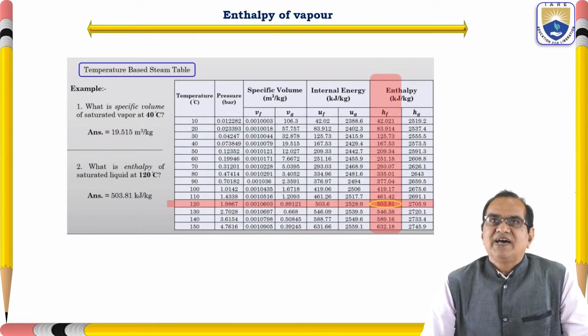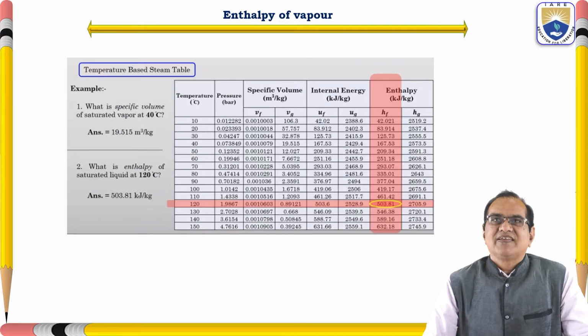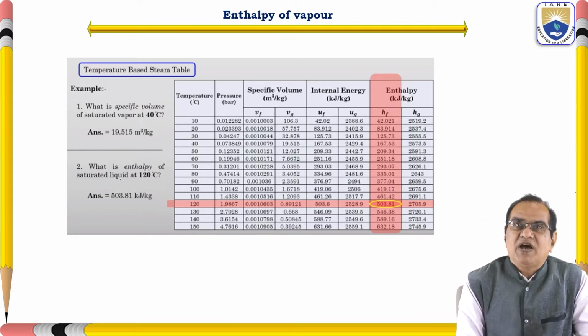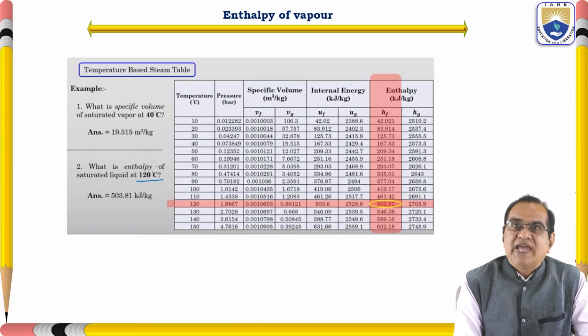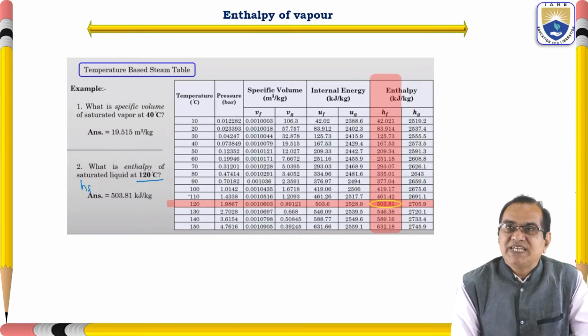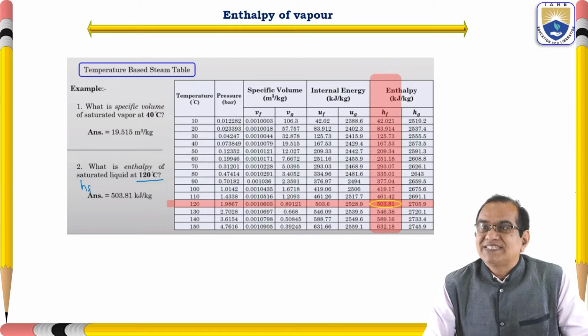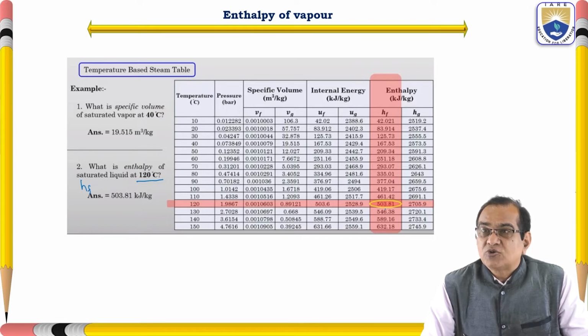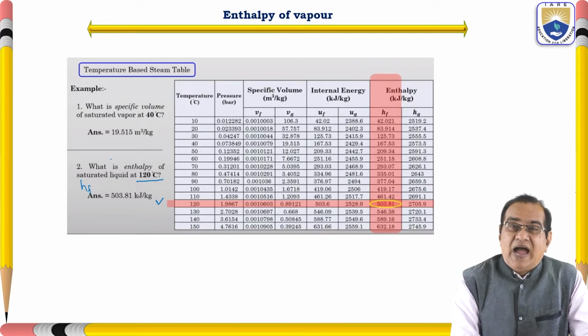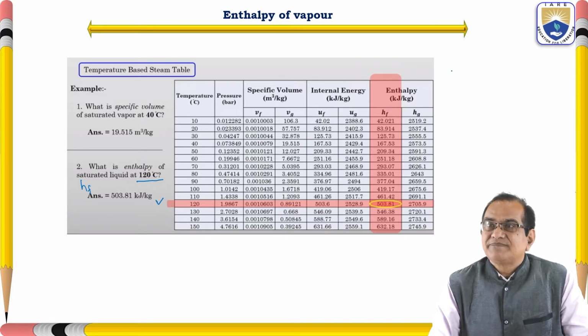Now next, if you want to know what is the enthalpy of the saturated liquid at 120 degrees centigrade? So enthalpy of the liquid we have to find out, means Hf. So if you see here 120 and then we have to go to Hf, and you will get 503.81 kilojoule per kg.